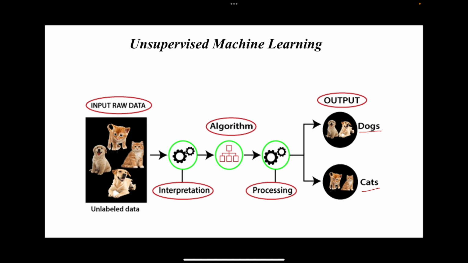Here we get the data as an input and our algorithm finds the patterns in the data, and according to the pattern similarity, it categorizes the data. Like in this case, we got images as an input, and according to the pattern similarity, it categorizes the images into two different categories. That is, one category is dog and another category is cat.